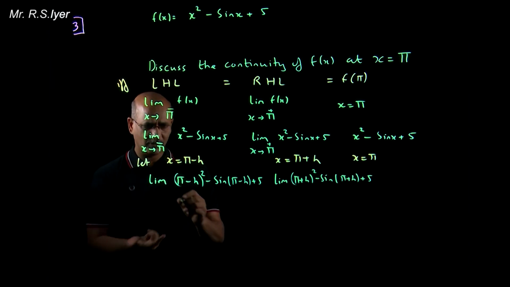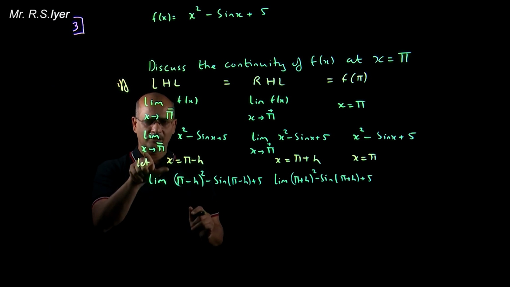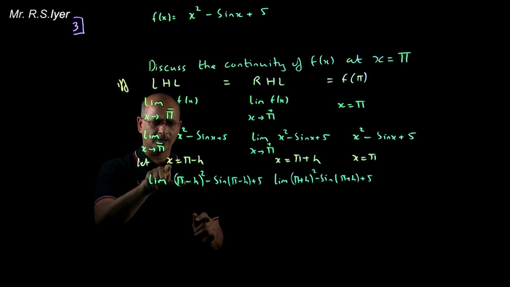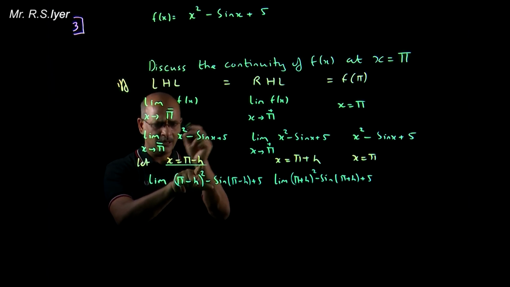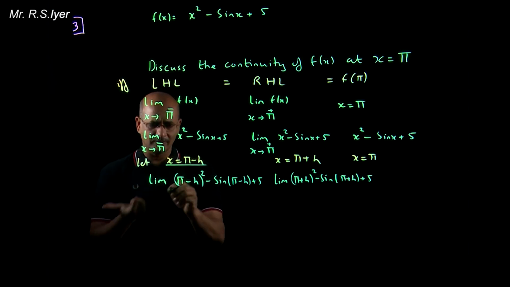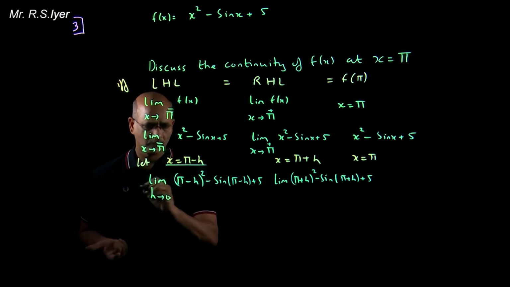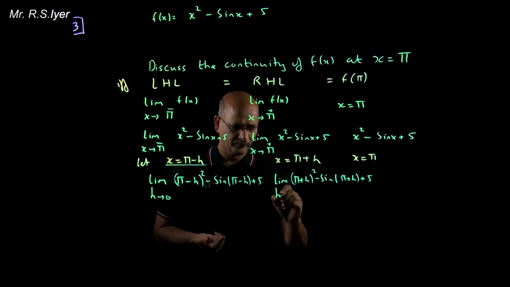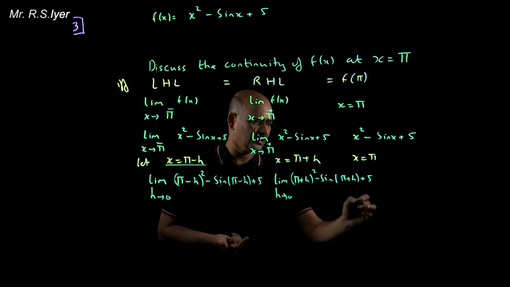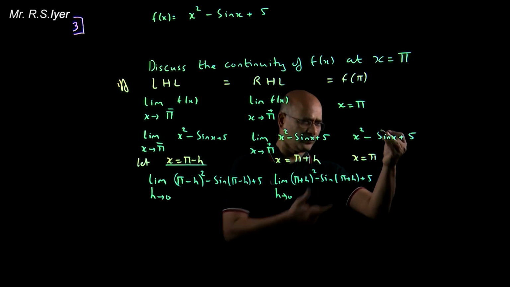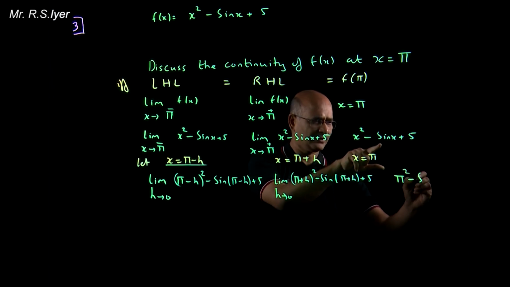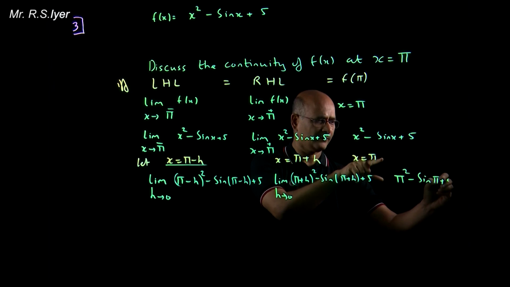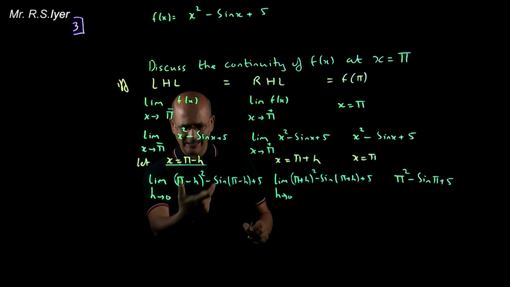The limit has to come in terms of h. Now look at it. Don't change the meaning of the question. See, x tends to pi. So look at the substitution here. If x becomes pi, what will h become? Pi will get cancelled and h will become 0. In this case there is no issue. For x tends to pi, it is nothing but pi square minus sine pi plus 5. So this is my left hand limit, children.